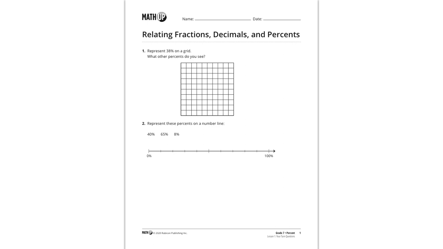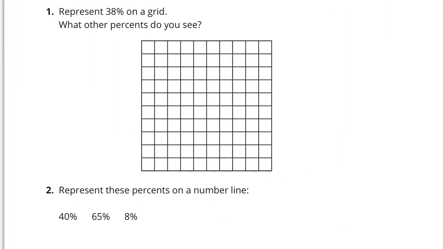So let's get right into it, where it asks us to represent 38% on a grid, and then what other percents do you see? Okay, so 38%, this is a 10 by 10 grid. That means there's 100 squares on here, so all I need to do is represent it by coloring in 38 of these blocks. So here's 30%, and then here's 38. Okay, what other percents do I see?